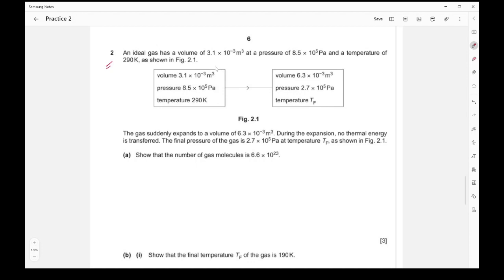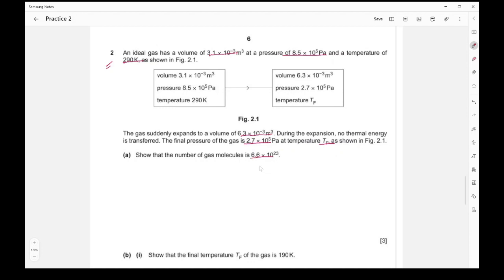An ideal gas has a volume of this at a pressure of this and a temperature of this as shown, okay? The gas suddenly expands to a volume of this. During the expansion, no thermal energy is transferred. In the previous case, there was transfer, but here there is no transfer. The final pressure of the gas is this at a temperature of this, TF, as shown. Show that the number of gas molecules is this.